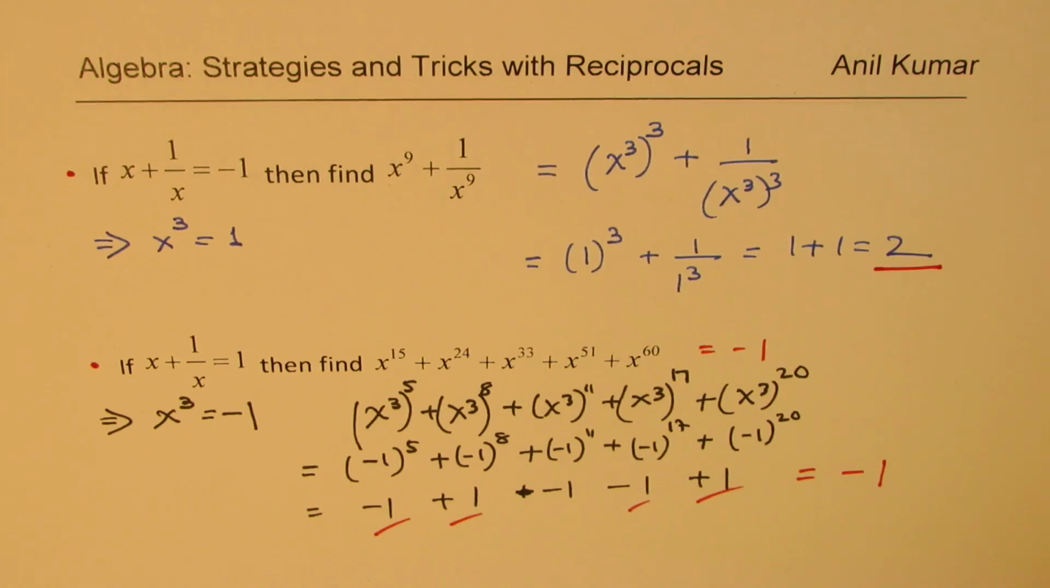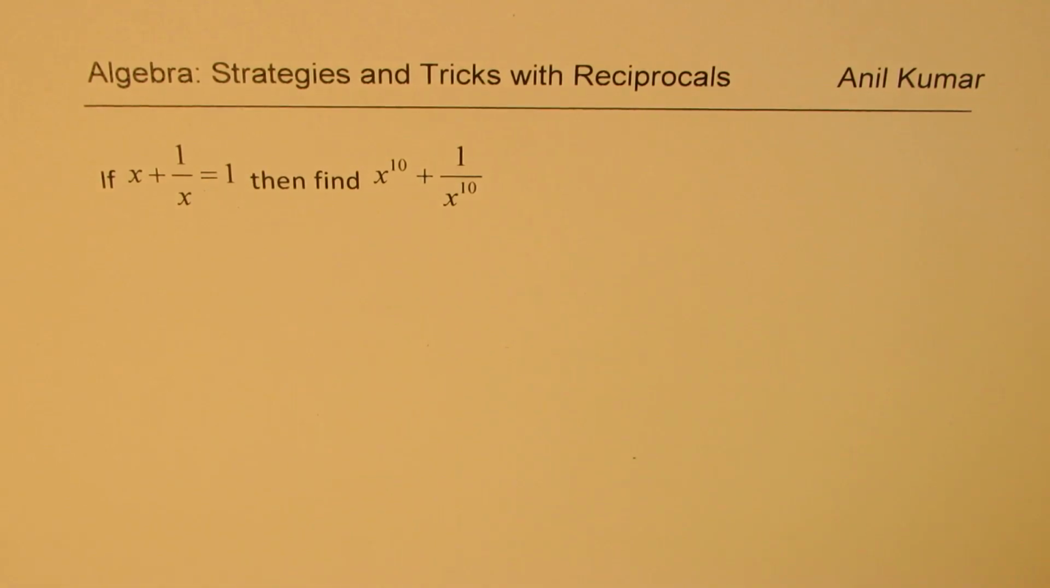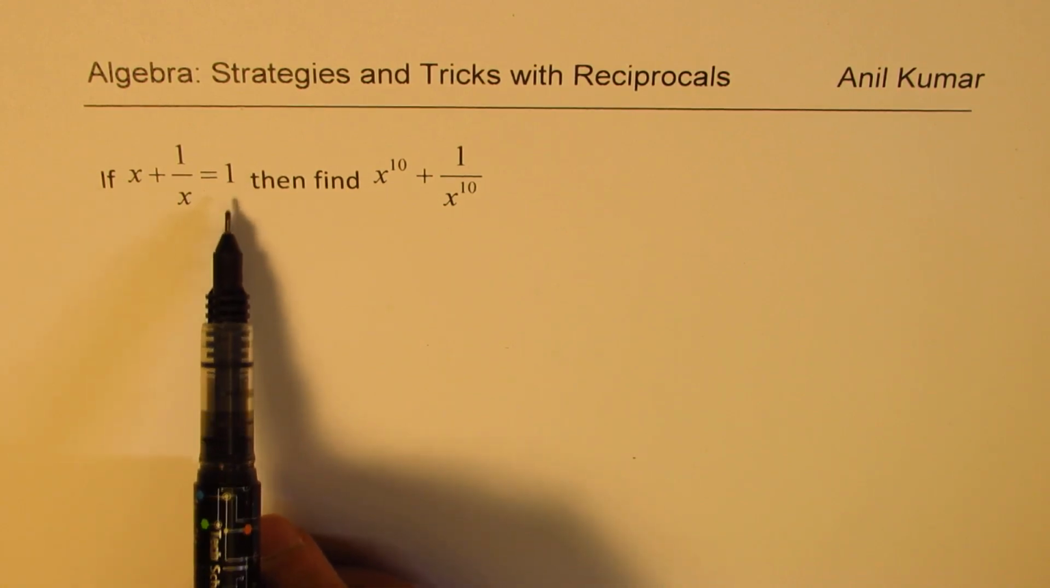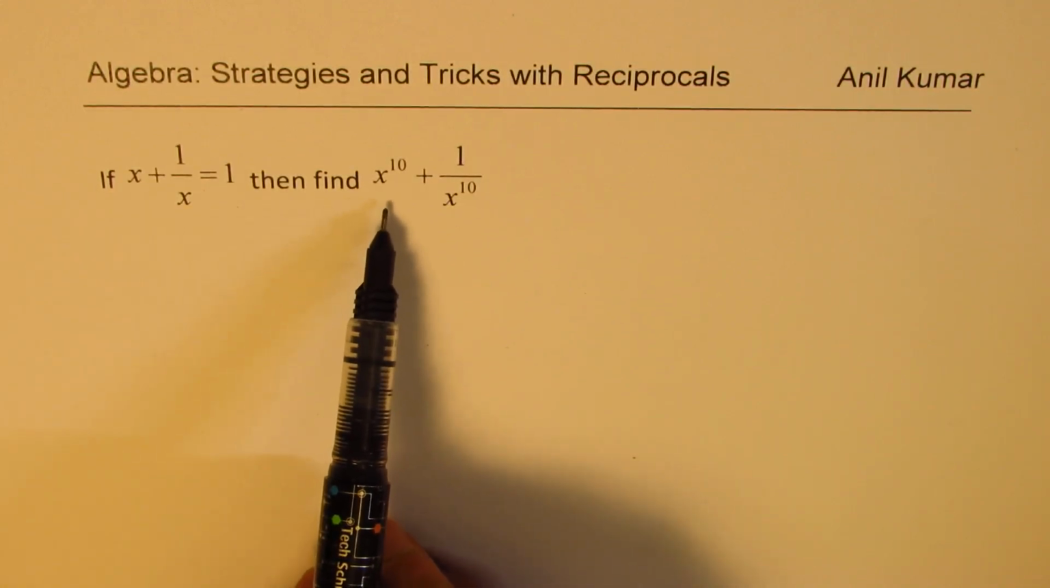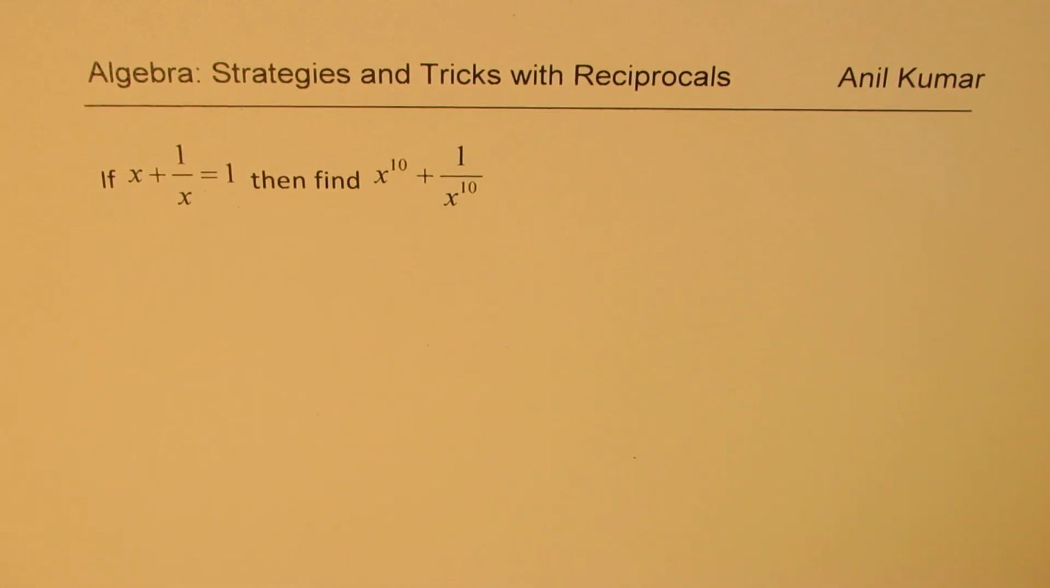Perfect. Now let's move on to the very end, the last question here, which is a test question for you. We are given x plus 1 over x equals positive 1. We need to find what is x to the power of 10 plus 1 over x to the power of 10. You can actually pause the video now, answer this question, and then look into my suggestions.